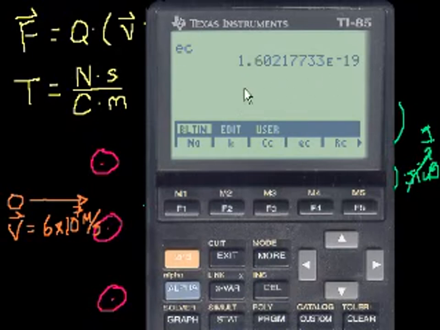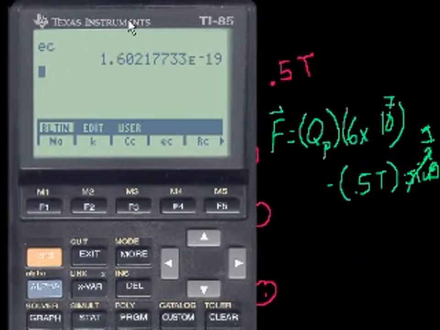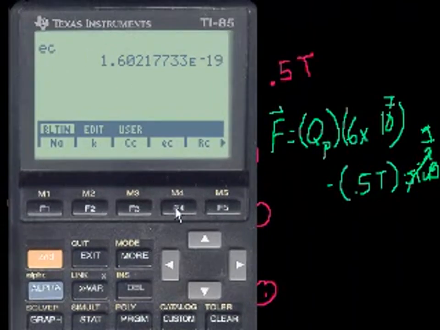Actually, this positive value is the exact charge of a proton. They should maybe have put a negative number here, but all we care about is the value. So let's use that again. The charge of an electron, and it is positive, so that's the same thing as the charge of a proton, times 6 times 10 to the 7th. 6e7 is just, you press that EE button on your calculator, times 0.5 Teslas.